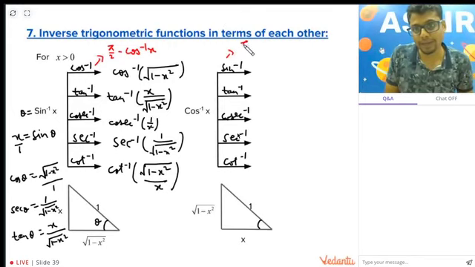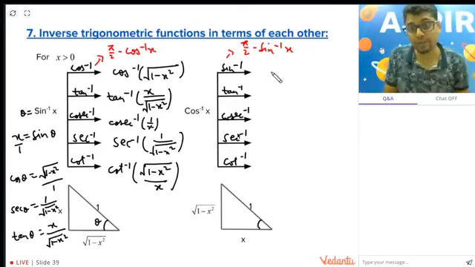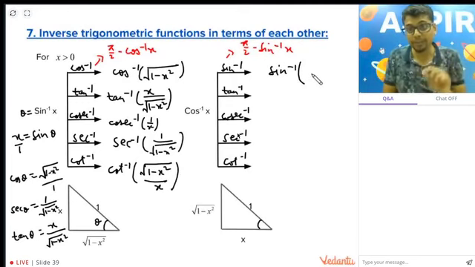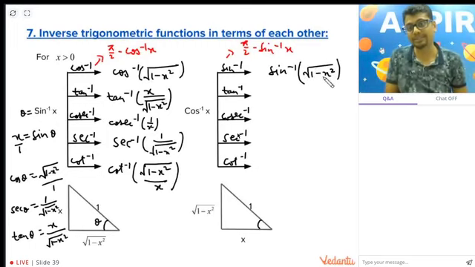Pi by 2 minus sine inverse x. It will hold always, even if x is negative. But at times, this kind of manipulation is quicker, so that's why I'm letting you know. So it will be what? Sine inverse perpendicular by hypotenuse. What is perpendicular? Under root 1 minus x square. And what is hypotenuse? 1. So under root 1 minus x square by 1.